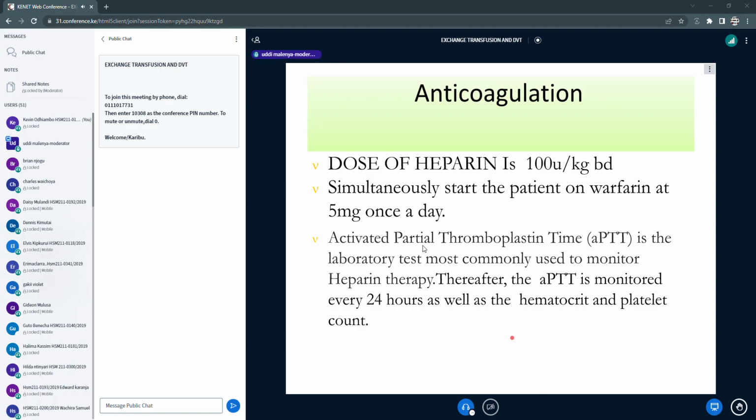If you're going to give Clexane, the maximum dose of Clexane for an adult is about 40 international units. It's supposed to be given OD or BD. APTT is the laboratory test that is used to monitor heparin therapy. INR is the laboratory test that is used to monitor warfarin.